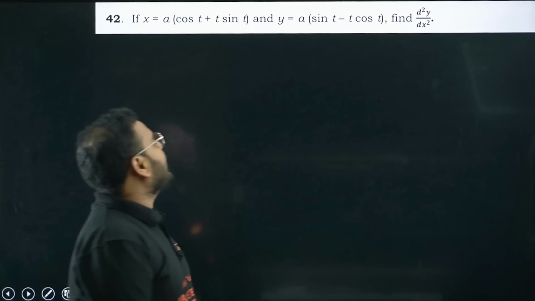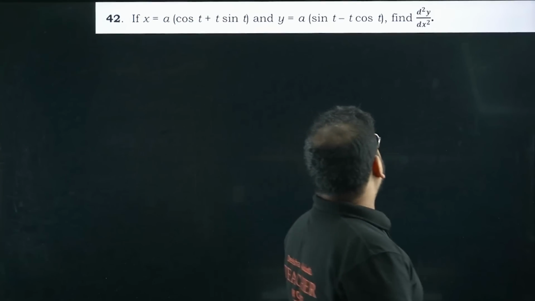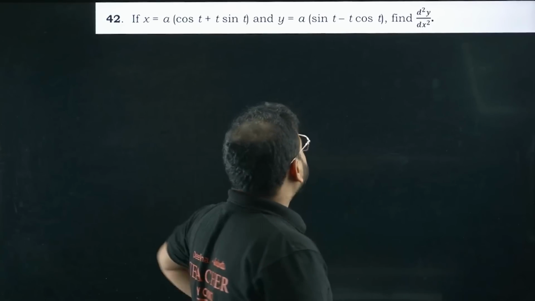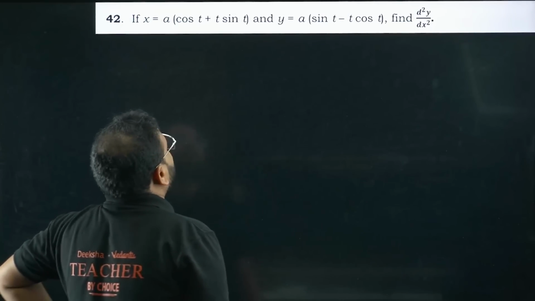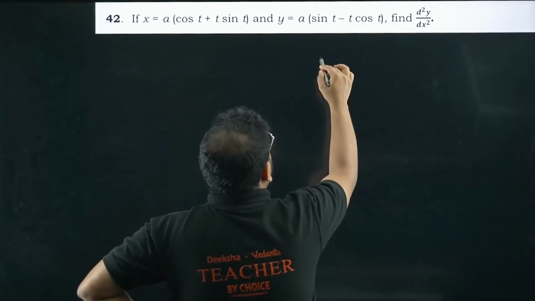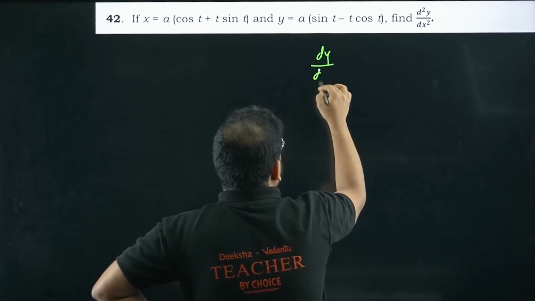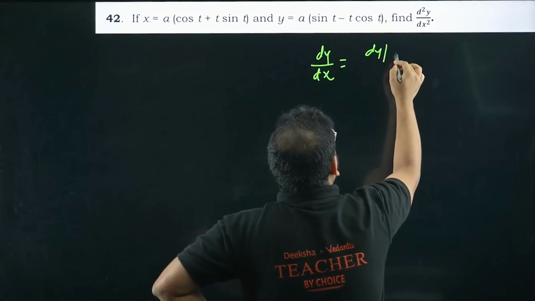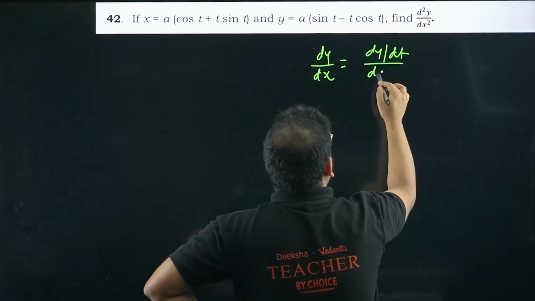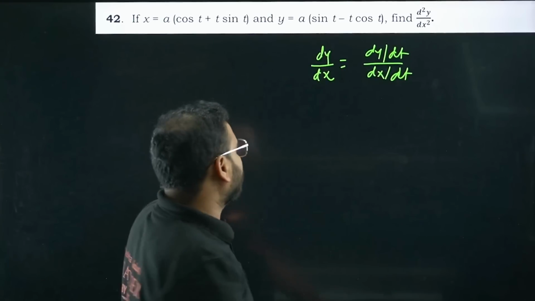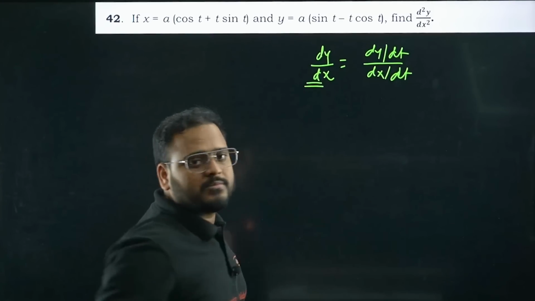If X equals A cos T plus T sin T and Y equals A sin T minus T cos T, find the second derivative of dy by dx. For that I need to find dy by dx first. How do you find dy by dx? You find it like this, parametric form. You write it like this, dy by dt upon dx by dt. Once you get this answer, you can take the second derivative from here only, not a problem, correct?